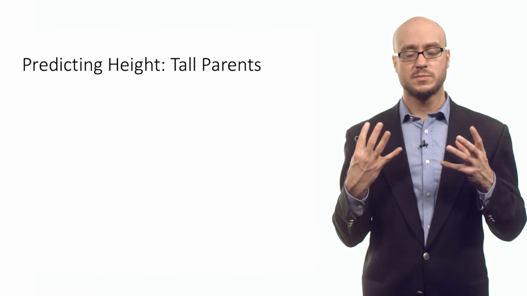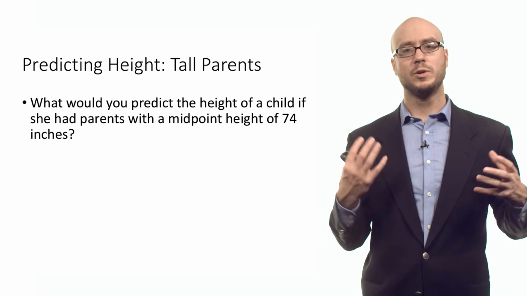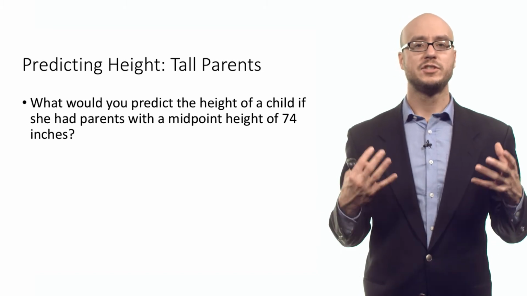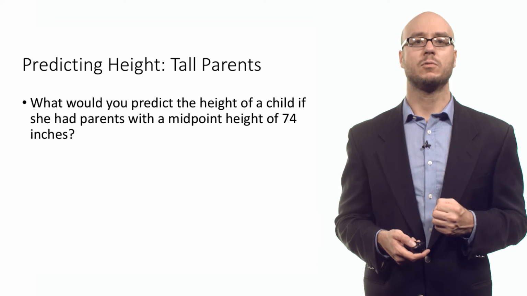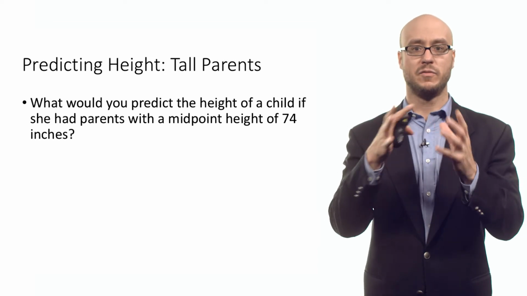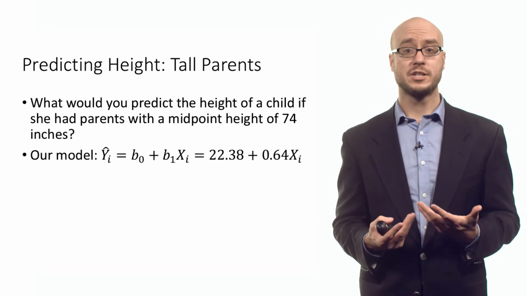Right? So let's use this model for predicting or describing. So let's look at tall parents. What would you predict the height of a child to be if she had parents with a midpoint height of 74 inches? So if the parents had this midpoint height of 74 inches, what's the height of a child? Well, let's use our regression model.